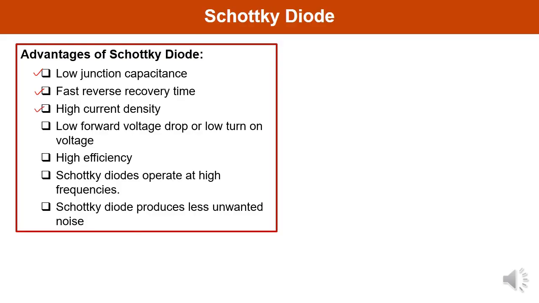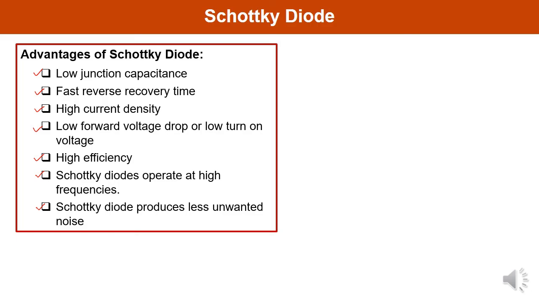Third is the high current density. What do you mean by this? Means even if you apply a small voltage, that small voltage is enough to produce large current. It means high current density. It has low forward voltage drop or low turn on voltage. Efficiency is very high. Schottky diode operates at high frequencies, as I have told you, that at high frequencies, even in the case of the radar systems, it works very efficiently. Schottky diode produces less unwanted noise. So these are all the advantages.